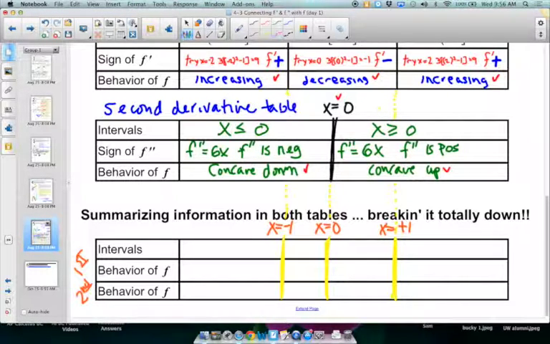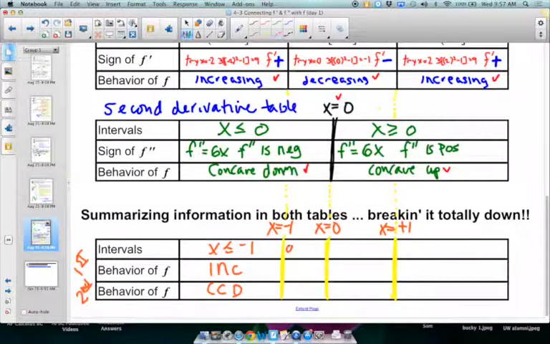So when I'm in this interval, x less than -1, am I increasing or decreasing? Increasing, and am I concave up or concave down? So I'm increasing and I'm concave down. Okay? So what does that mean in my function? That means my function is going up in value, but it looks like it's part of a frown. Does that make sense? Okay?